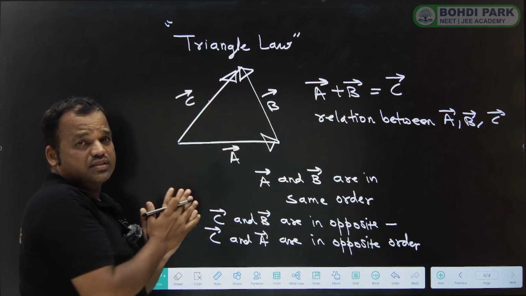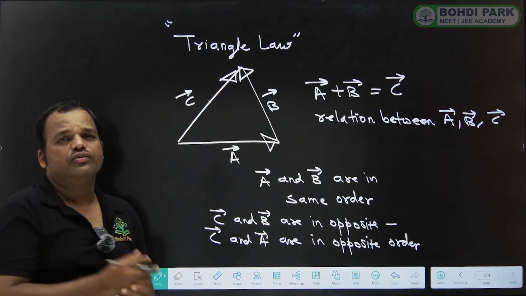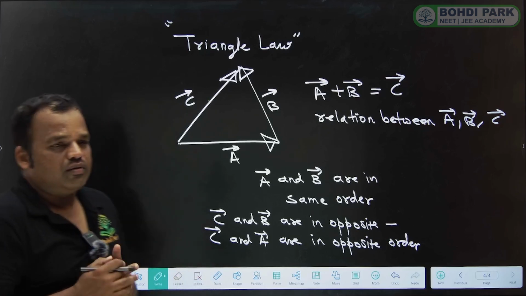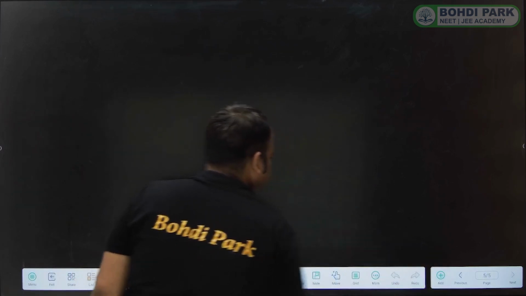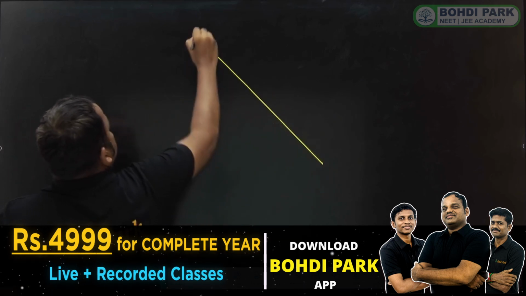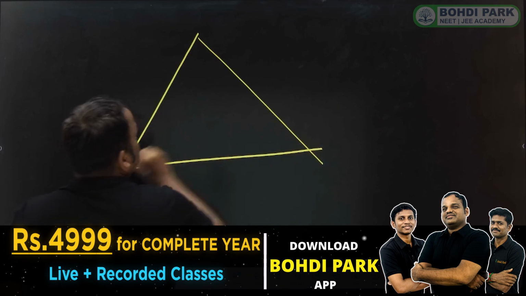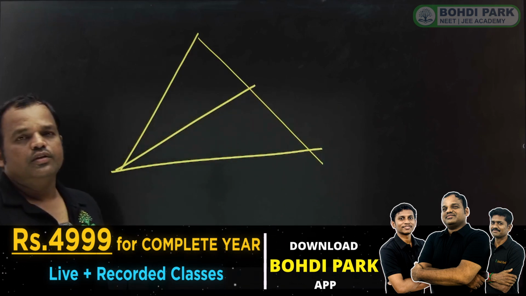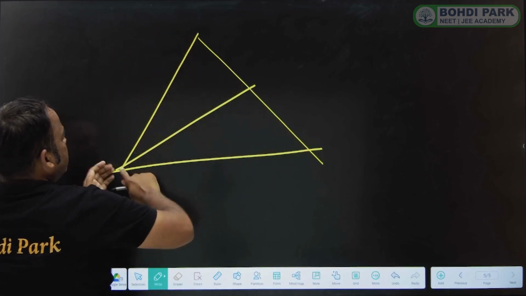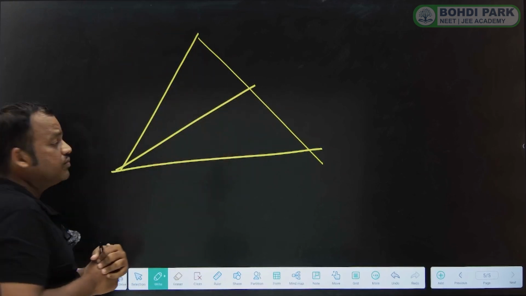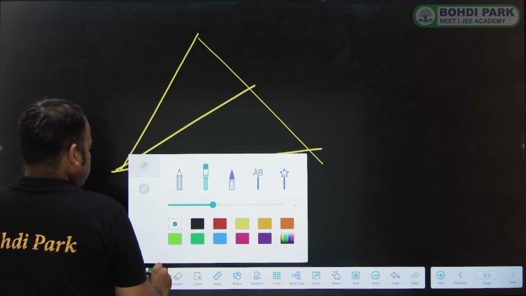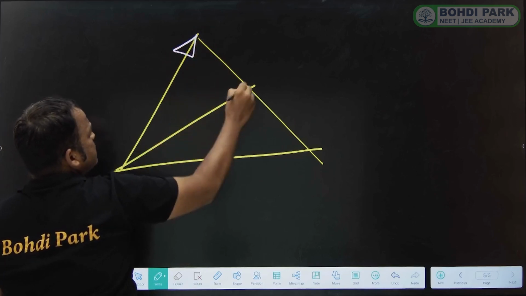Now how to use this triangle law in solving a question? So this is a vector topic. Now let's solve one question in which two triangles will be visible. As you can see, I have drawn one big triangle, then I have drawn another line. So now these two triangles are visible. Let's put arrows.